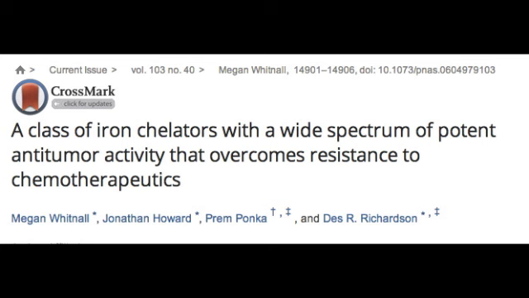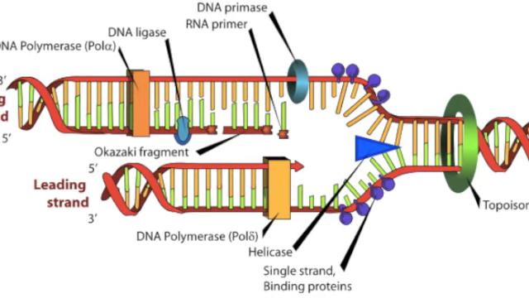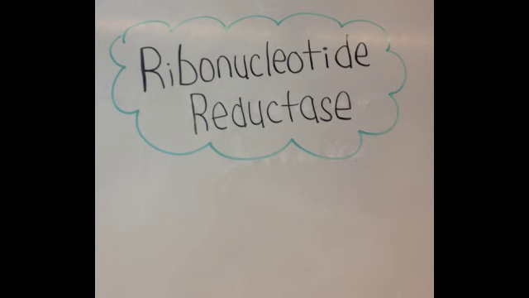A study was published by Whitnall et al. out of the Johns Hopkins University School of Medicine in 2006 titled, "A Class of Iron Chelators with a Wide Spectrum of Potent Anti-Tumor Activity that Overcomes Resistance to Chemotherapeutics." The researchers' idea was to deprive cancer cells of essential nutrients that they need for DNA synthesis and replication.